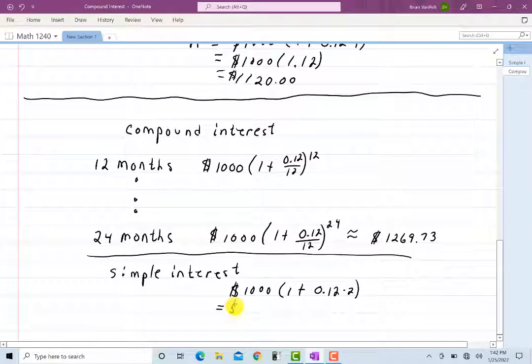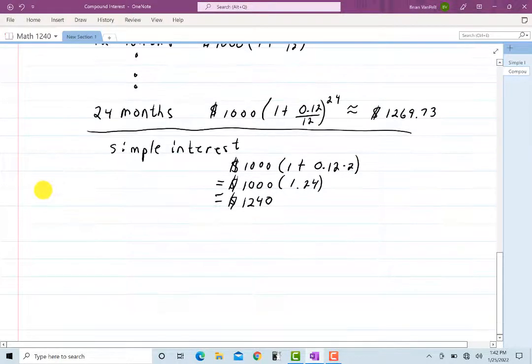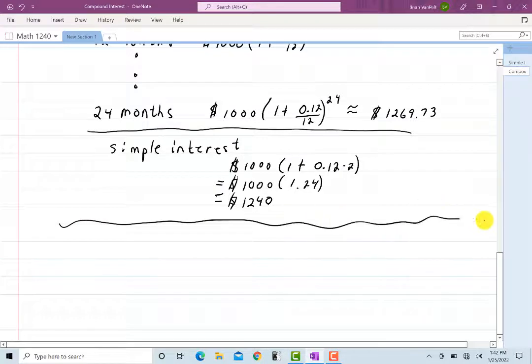And that's going to equal $1,000 times 1.24. So that equals 1,240. So you can see now we're $29 up. Now let's continue on for 30 years.